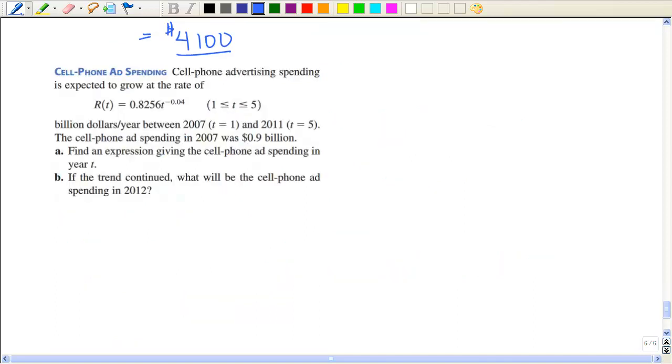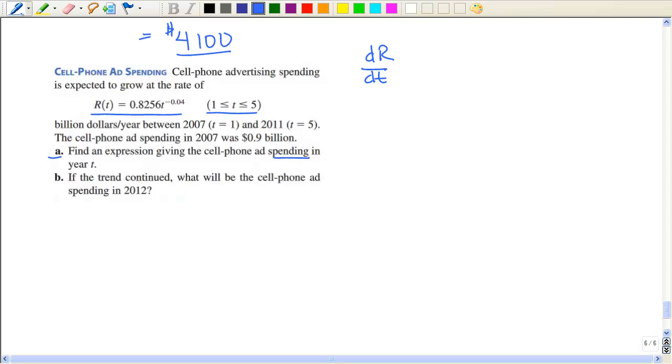Alright, so as we look at the cell phone problem, it says cell phone advertising spending is expected to grow at the rate given by this, and it's bounded between 1 and 5 years. Part A asks us to find an expression giving the cell phone ad spending in year t. So if it's growing, if you remember, that would be like dR/dt. That would be at a rate. I want to know what I would spend.